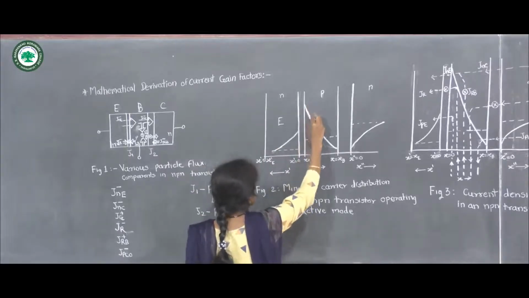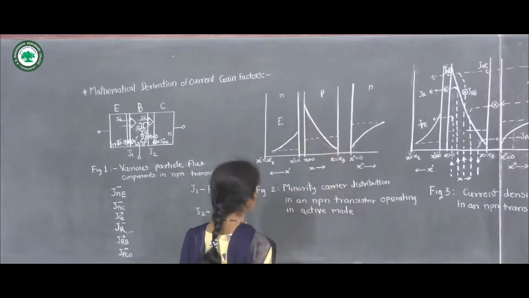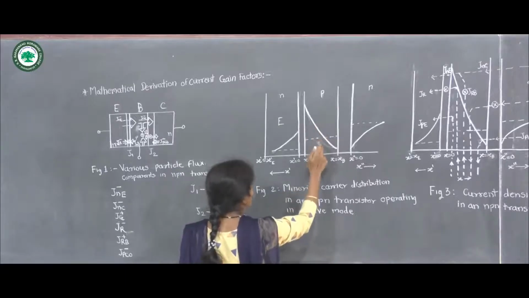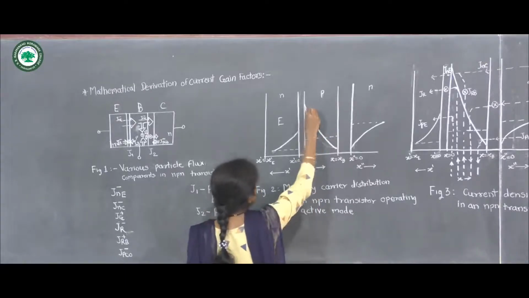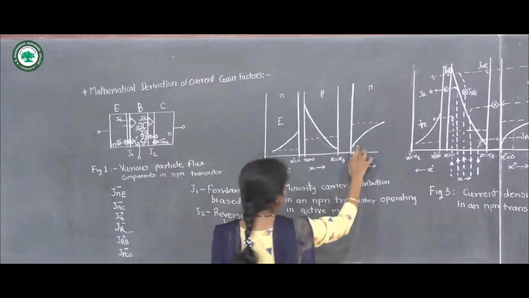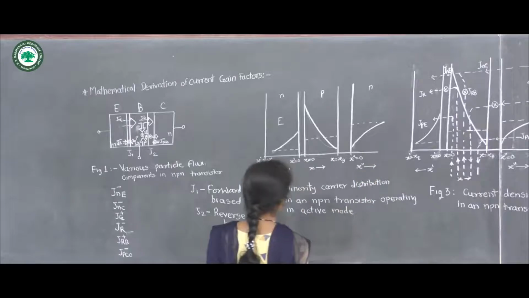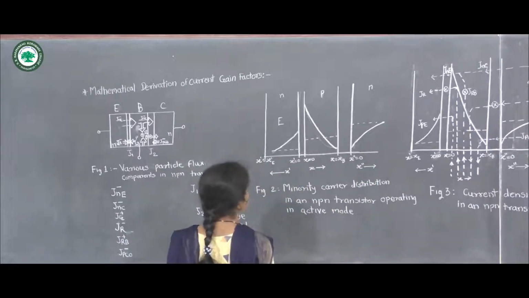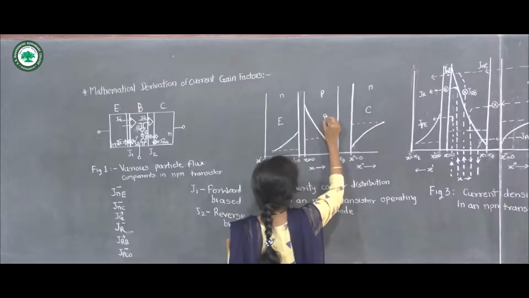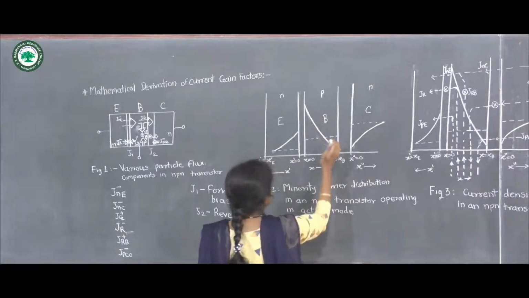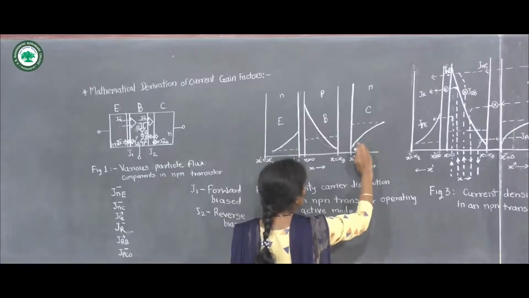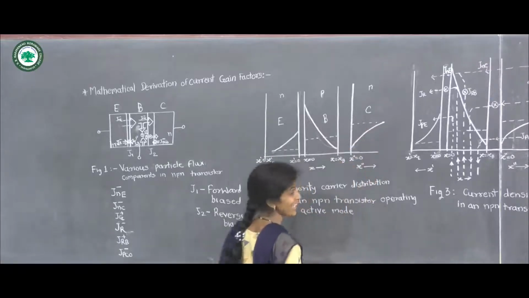Then this curve shows the minority carrier distribution in the p region, that is the distribution of electrons in the base, and this curve shows the minority carrier distribution in the collector. This is the collector and this is the base. As the collector is of n type, this is the minority carrier distribution or hole distribution in the collector.